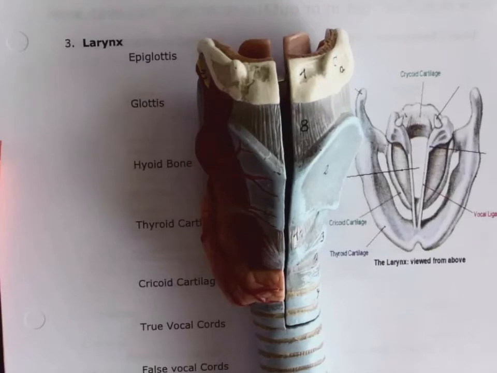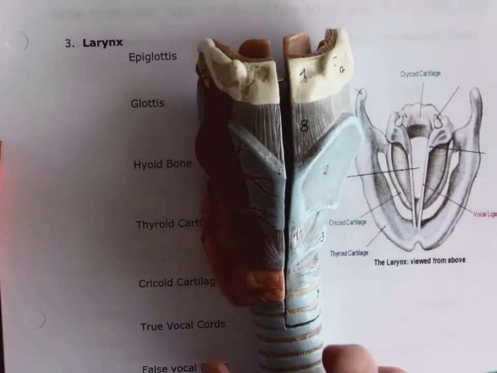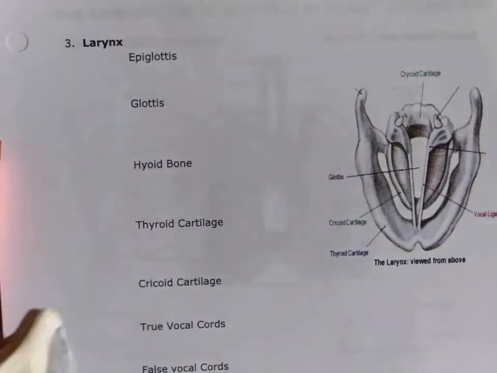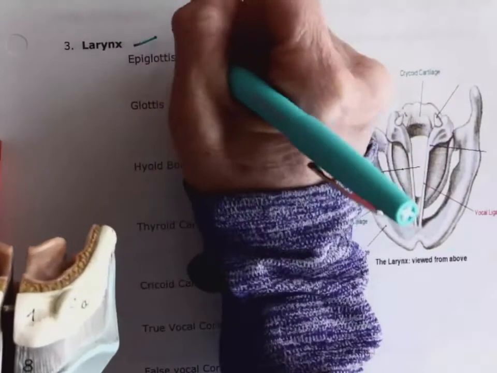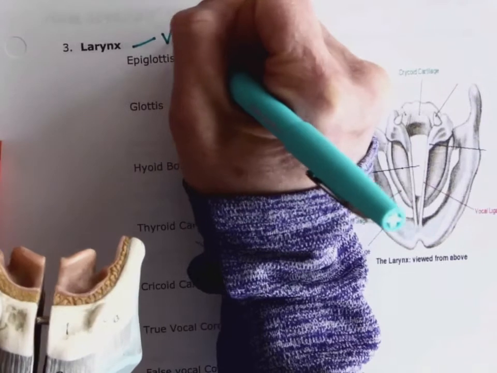Okay, more respiratory system anatomy. Today we are talking about your voice box. Hopefully you watched that lung dissection video. He does a great job showing all of this stuff.